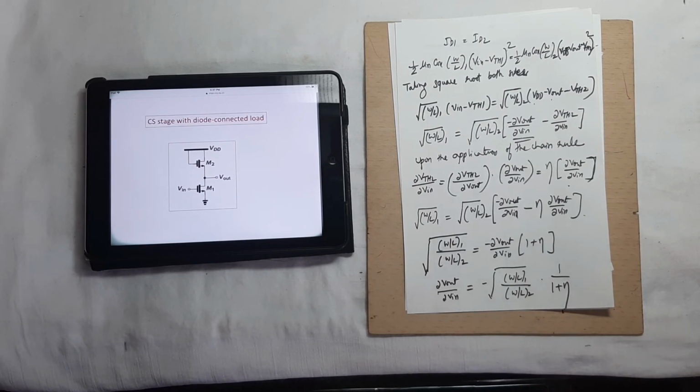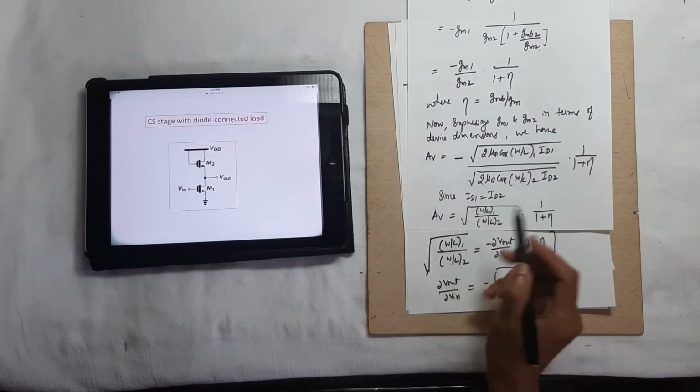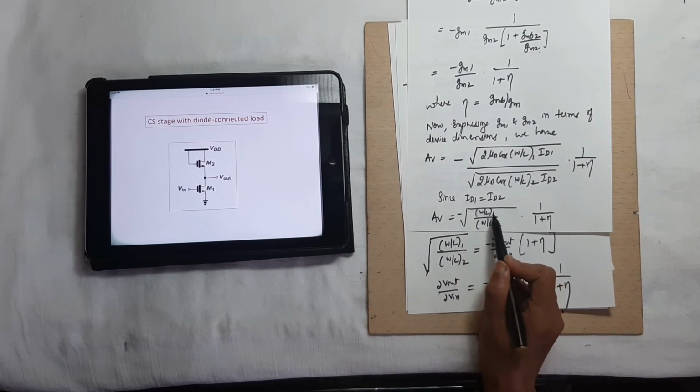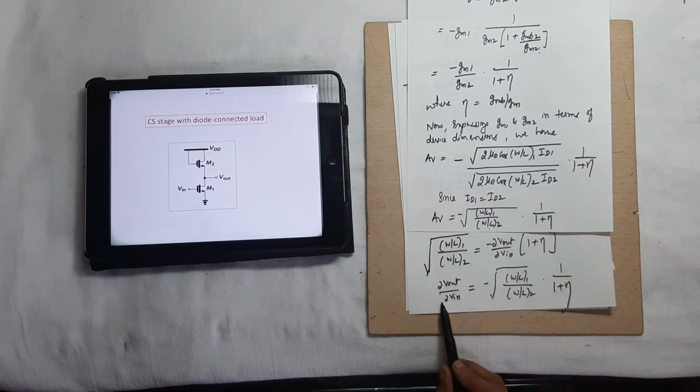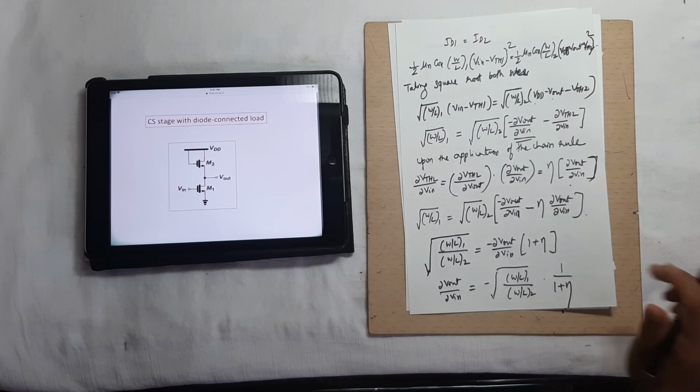See, this expression is the same as this expression. Of course this is minus. So W by L of the first transistor divided by W by L of the second transistor into 1 upon 1 plus η, and the same expression we have arrived at through the large signal behavior.